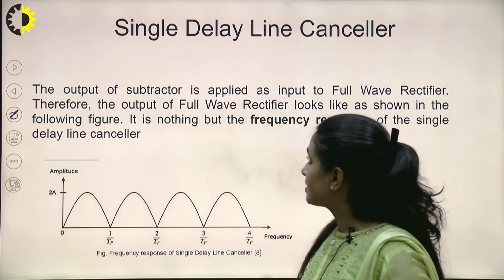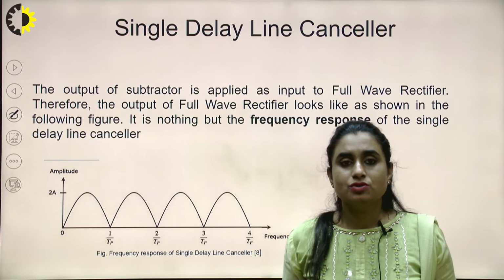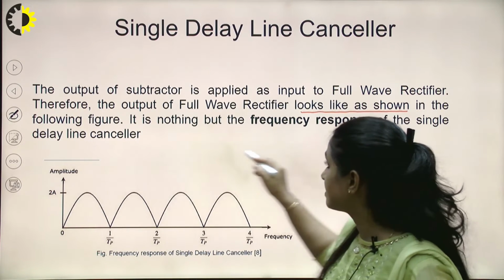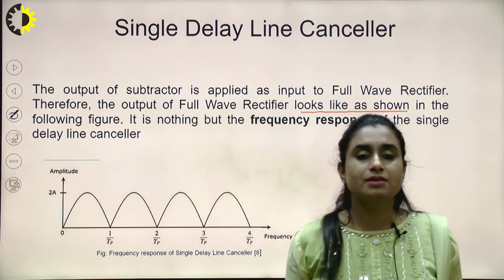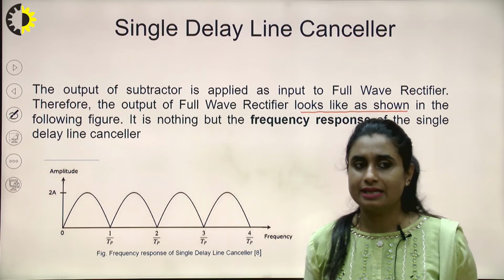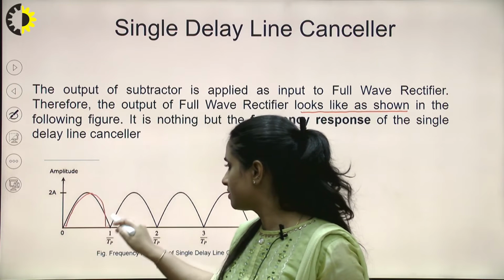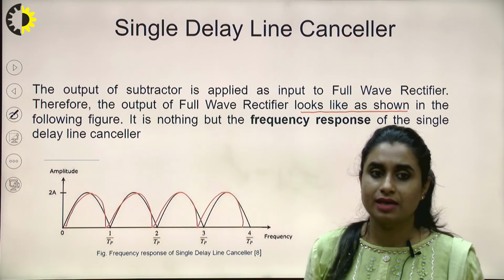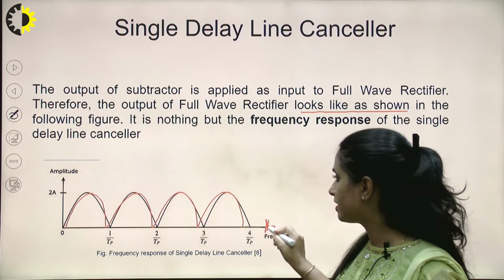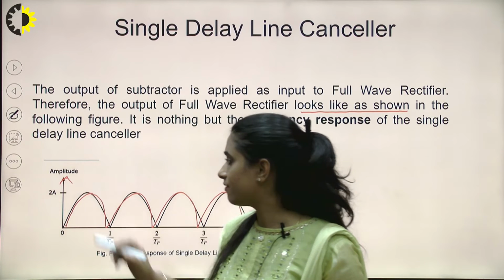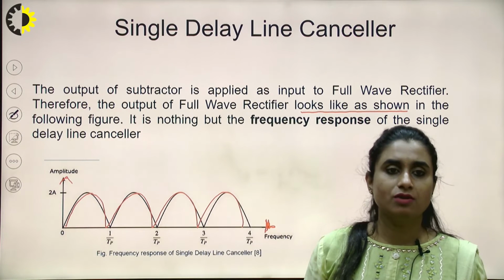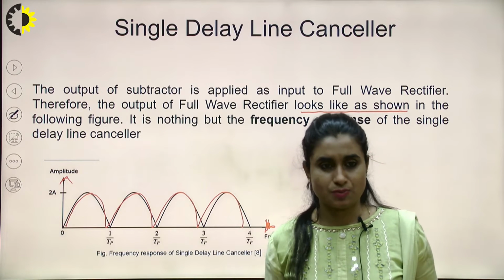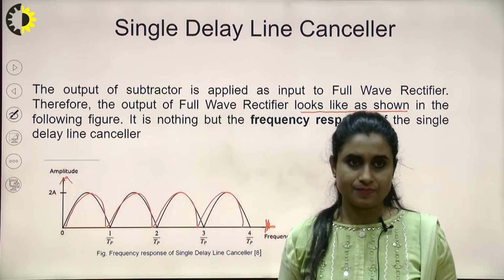The output of the subtractor here is applied as input to the full wave rectifier. Therefore, the output of the full wave rectifier looks as shown in the following figure. It is nothing but the frequency response of my single delay line canceller, right? On the x-axis we have frequency, and on the y-axis amplitude, and this is how the output of the full wave rectifier looks. So this diagram represents the frequency response of my single delay line canceller.